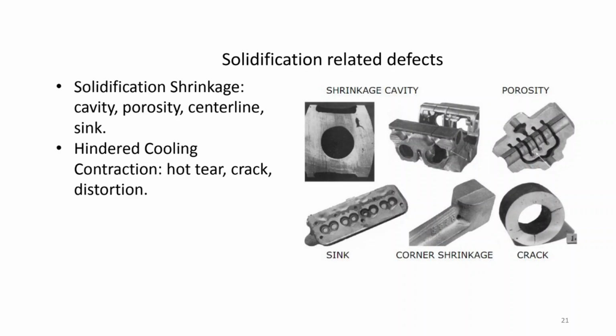Next we have solidification related defects. Solidification shrinkage such as cavity, porosity, centerline and sink are all related to solidification. Next we have hindered cooling and contraction. Hot tear, crack and distortion can all arise because of heat related problems.